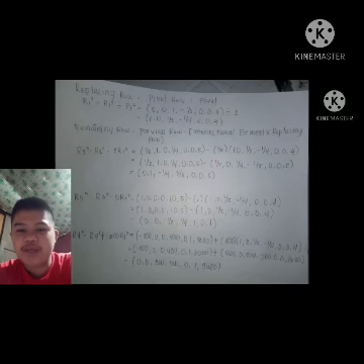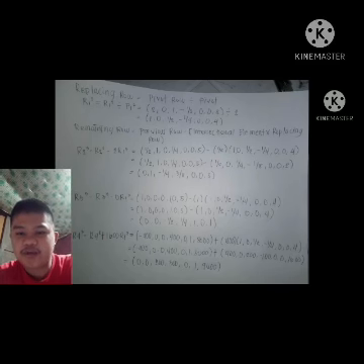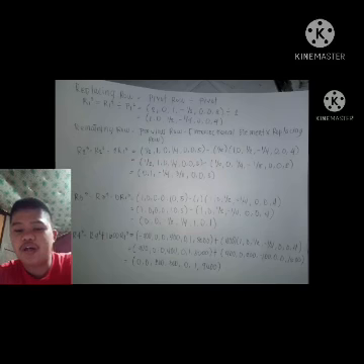So 1 half times 1 equals 1 half. 1 half times 0 equals 0. 1 half times 1 half equals 1 fourth. 1 half times 1 fourth equals 1 eighth. 1 half ay negative 1 eighth. 1 half times 0 equals 0. 1 half times 0 equals 0 again. 1 half times 4 equals 2.